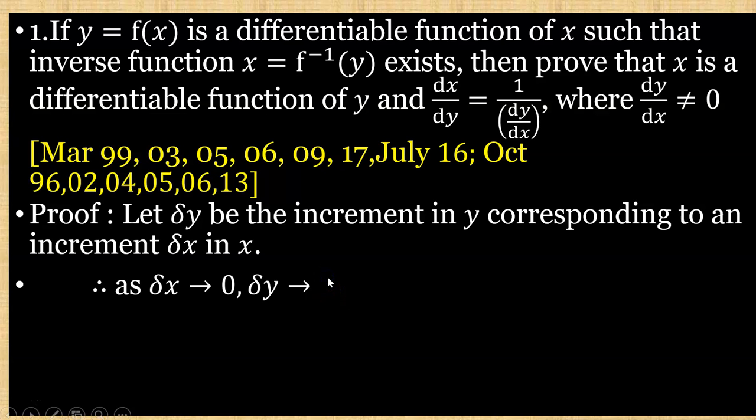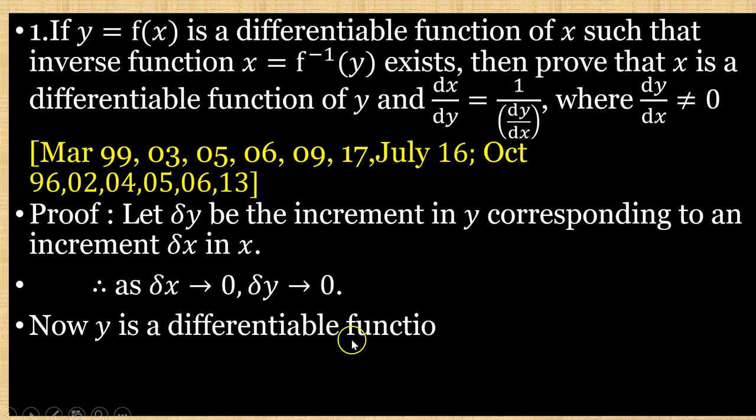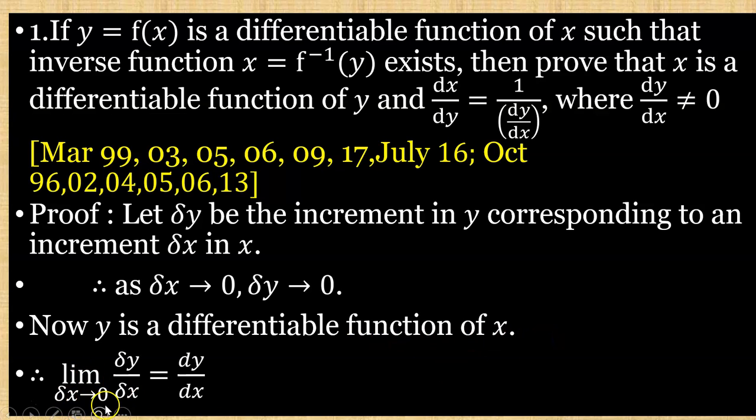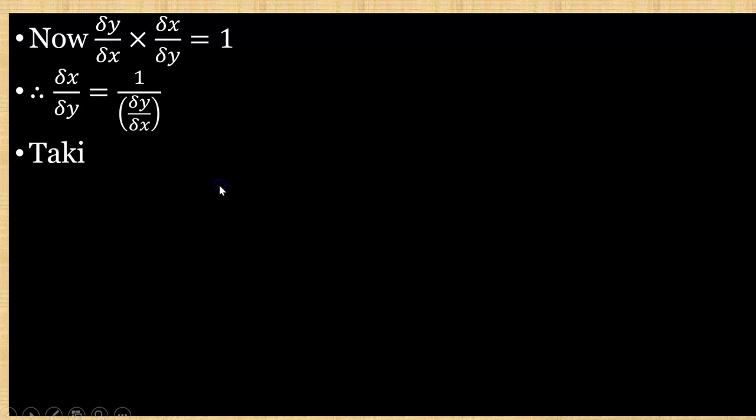Okay, next statement: as delta x tends to 0, delta y also tends to 0. Now y is a differentiable function of x. Therefore, limit delta x tends to 0, delta y by delta x is equal to dy by dx. Next, now delta y by delta x into delta x upon delta y is equal to 1.